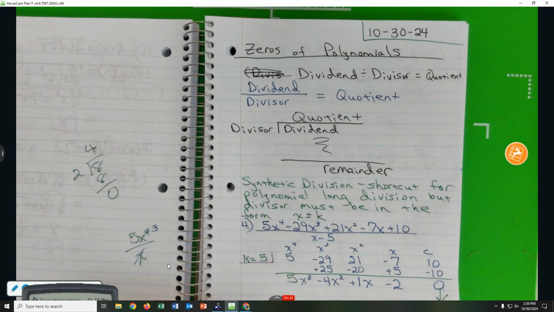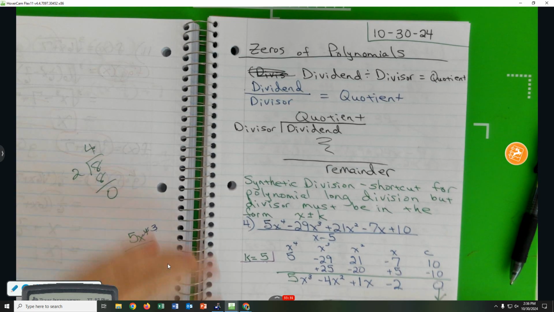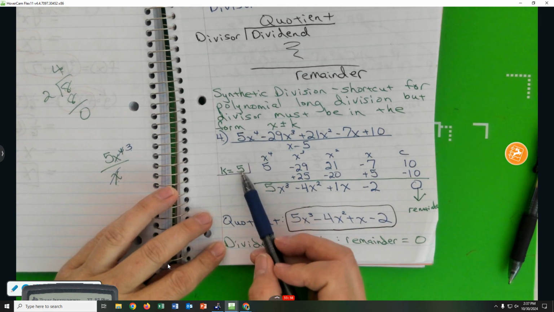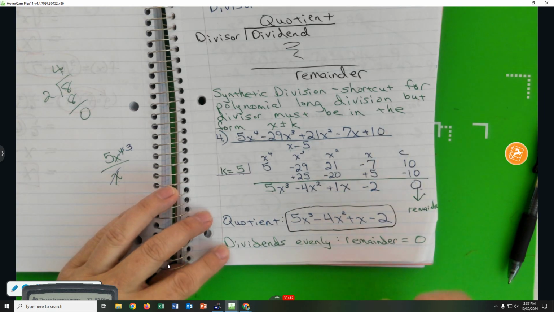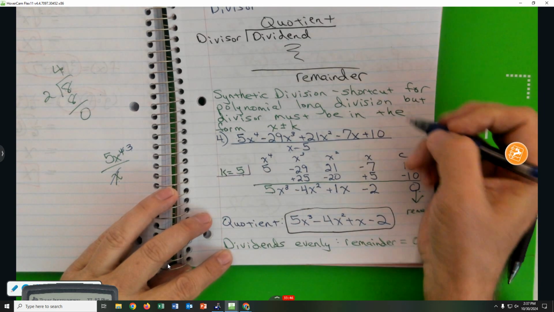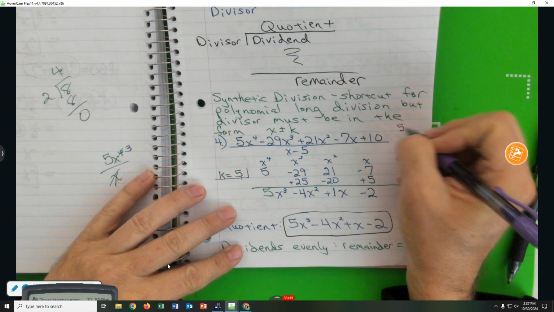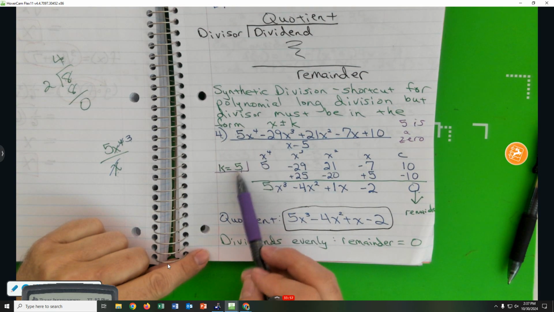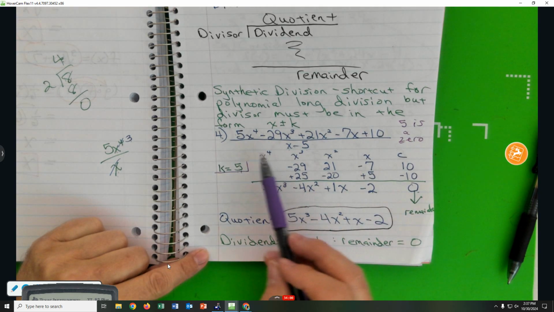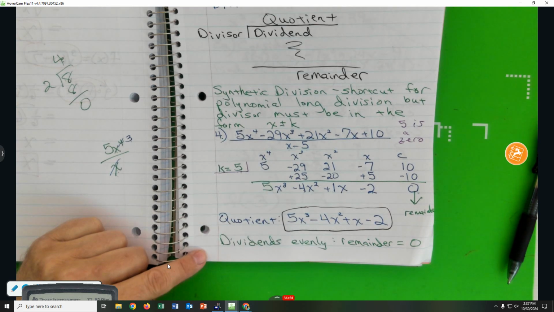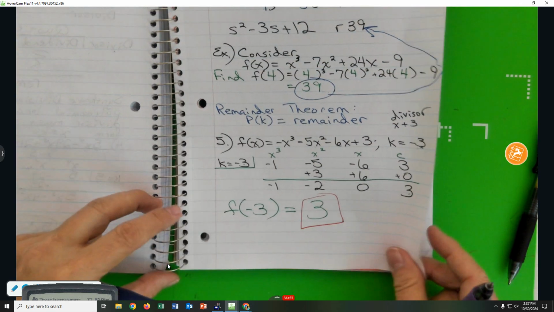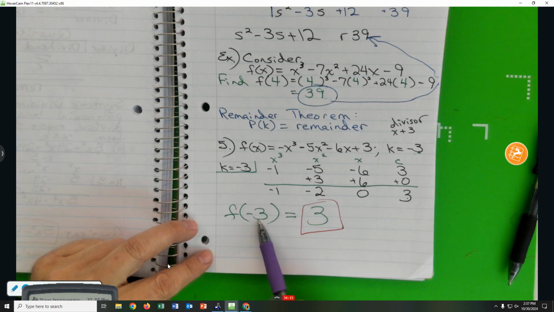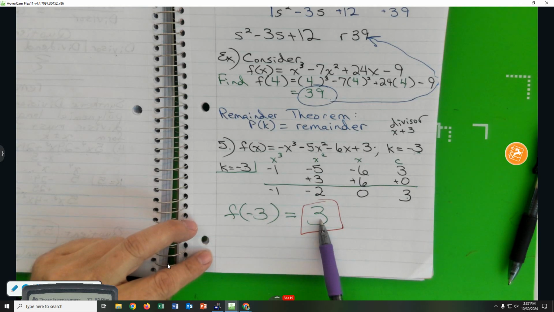Let's see. I think we've already found a zero, haven't we? Look back at number 4, that first problem we did. The remainder was zero. That means if you plug 5 into this stuff up here, it gave you zero. So we could say that 5 is a zero. Y'all follow my logic there? Using the remainder theorem, if we plug 5 into that dividend, we'd get 0. So 5 is a 0 of that dividend. Is negative 3 a 0 with this function? No, because if you plug negative 3 into that function, you're not going to get 0. You're going to get 3. Okay.